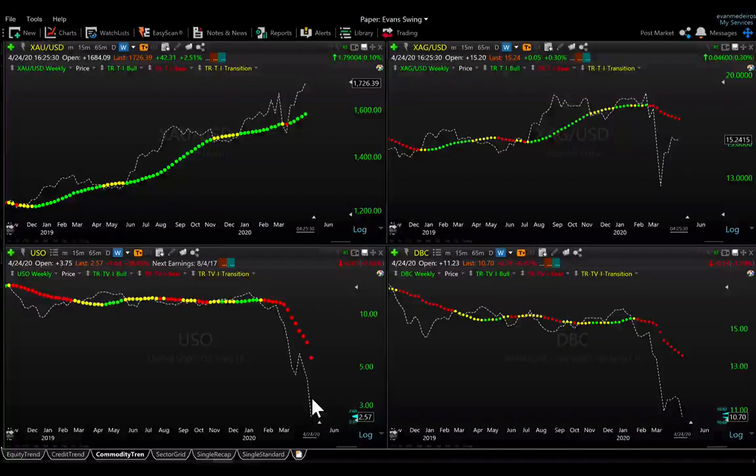Oil bottom left, this looks horrendous. DBC, looking for a better commodities ETF than this going forward, but you can also see heavily weighted on the oil, looking pretty ugly there as well.